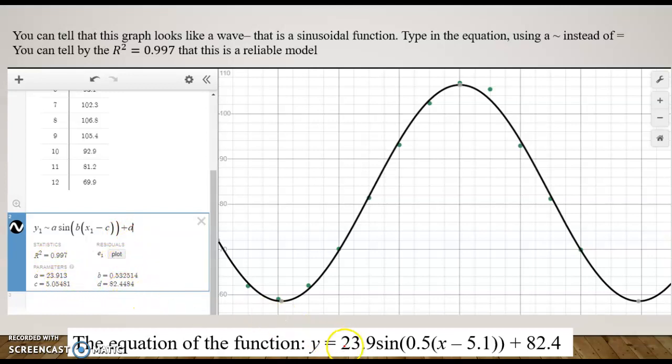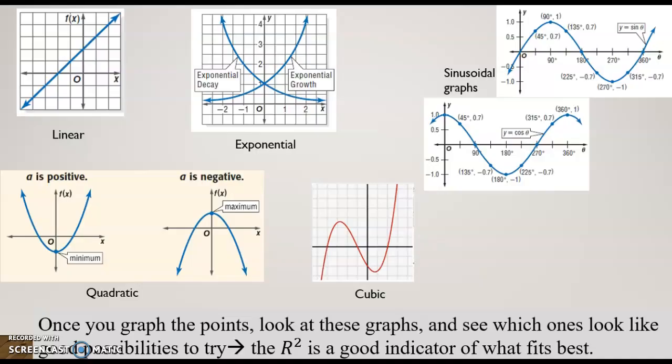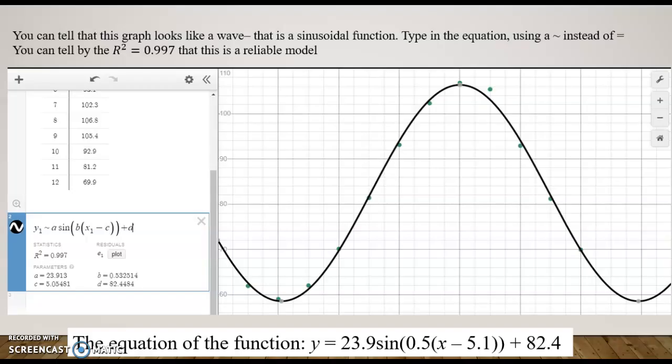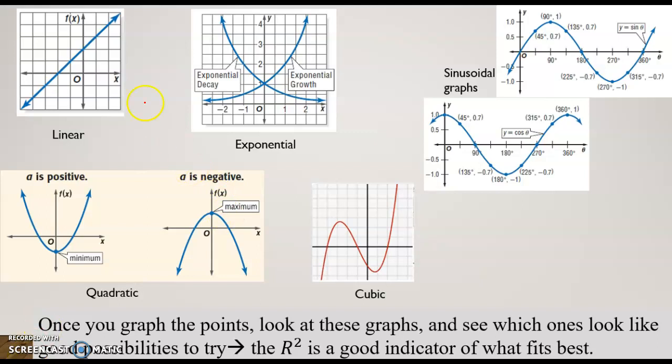And here it goes right there. You've got your a, b, c, and d. 23.9 sine 0.5 x minus 5.1 plus 82.4. It gives you a perfect equation for it. So you can see how it's very nice to have Desmos involved in this.